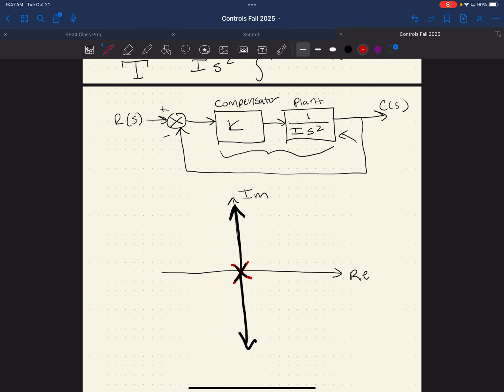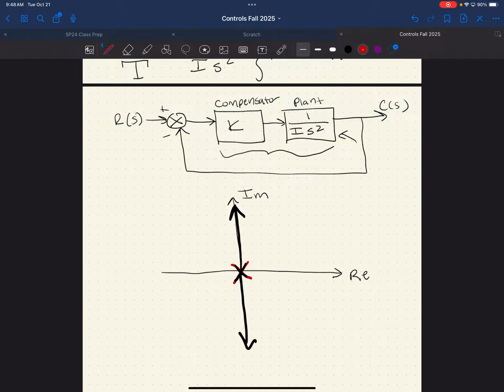So what this means is that if I give this thing some input, let's say I want you to go to 90 degrees, it is not ever going to settle at 90 degrees. Because I have purely imaginary poles, it will always oscillate. It will continue to oscillate forever because there is no damping. I'm purely oscillatory, and this is true no matter what the k value is.